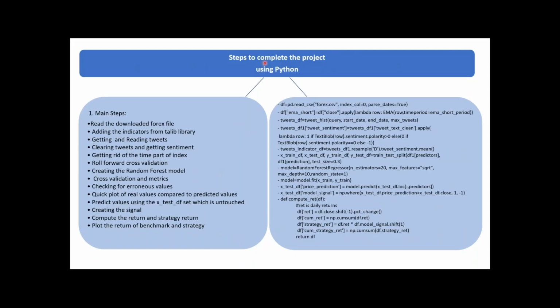Now, more specifically, you can see on your left the main steps for the development of this project, and on your right some pieces of indicative code that I used. This code roughly corresponds to the main steps. We can see on the left, firstly, reading the downloaded Forex file using the pandas library. Then adding the indicators from the TA-Lib library, you can see here applying a lambda function on a row basis, the EMA short, and so with the other indicators.